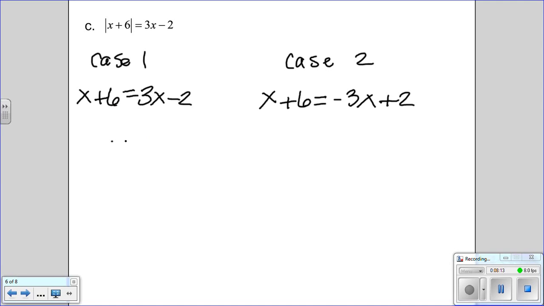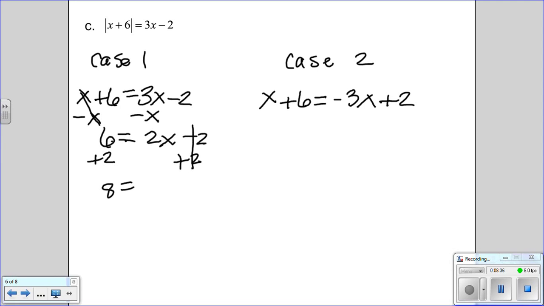All right, I'm going to start with case 1. I'm going to start by subtracting x on both sides. These cancel out and I get 6 equals 3x minus x is 2x minus 2. Then I'm going to add 2 to both sides. 6 plus 2 is 8. And on the right side, negative 2 plus 2 is 0, and so I'm left with 2x. To solve for x, let's divide both sides by 2. 8 divided by 2 is 4, and so I get x equals 4. We'll check that later.